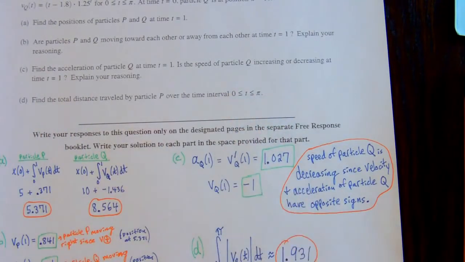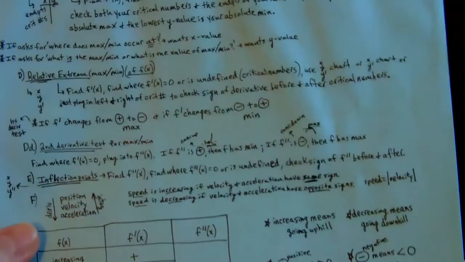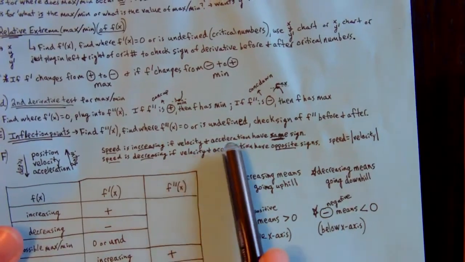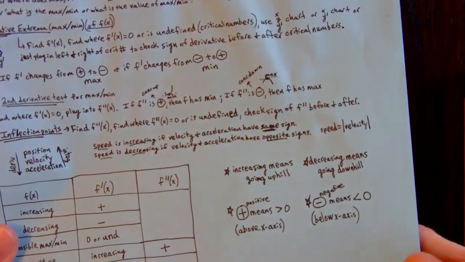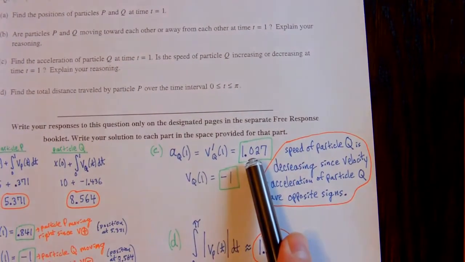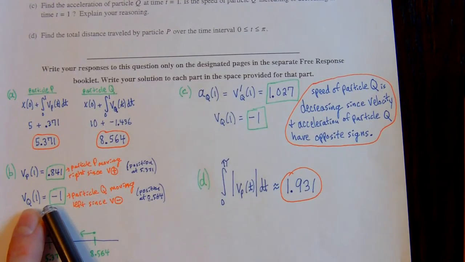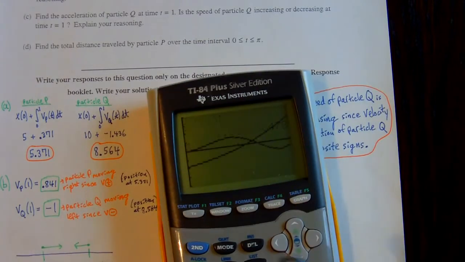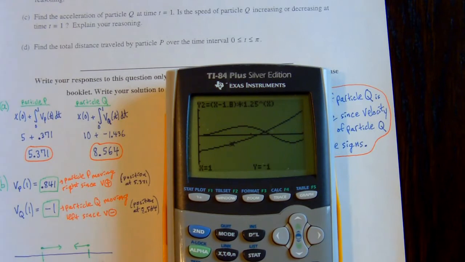The next part says, is the speed of particle Q increasing or decreasing at that time? Remember from our main study guide, our blue packet, if speed is increasing, the velocity and acceleration have the same sign. If speed is decreasing, the velocity and acceleration have opposite signs. Since I already knew from the math 8 that the acceleration was a positive number, and we already know from part B that the velocity of particle Q is a negative number. And if I didn't know that from part B, I have the velocity function in there, so I can hit the trace button, go to particle Q and type in 1. It tells me what that velocity is.